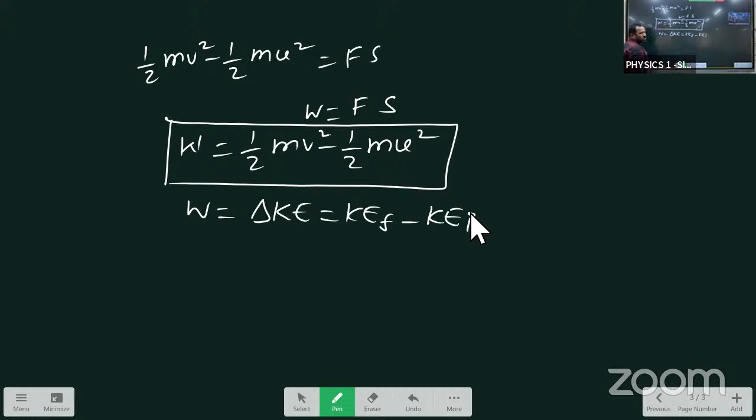Work equals change in kinetic energy: final kinetic energy minus initial kinetic energy, hence proved.